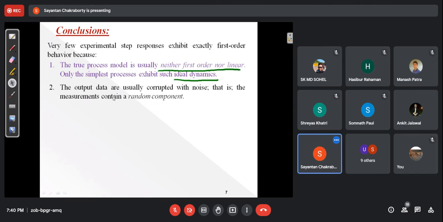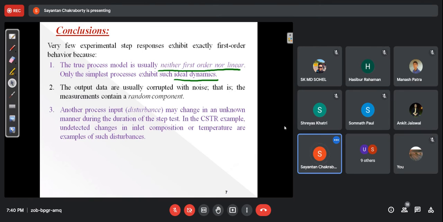Another point, the output data is never that smooth. It is usually corrupted with noise. So the measurement always contains a random component. This noise will make it very difficult to draw tangents, right? If the value is very noisy, then on which values will you draw the tangent? It's very difficult to draw the accurate tangent. So the empirical model will not be that reliable if the noise is too much.